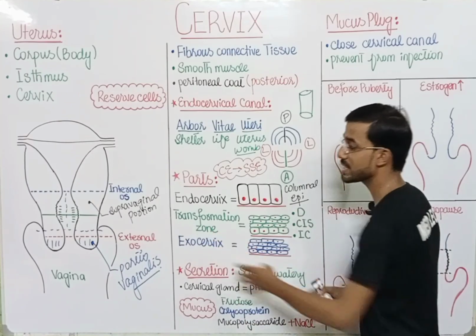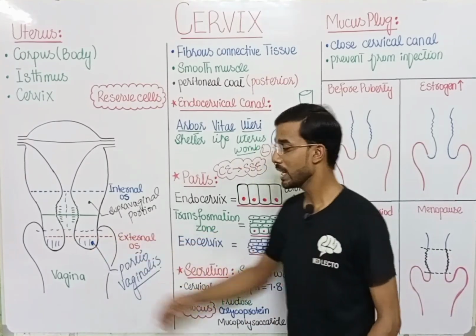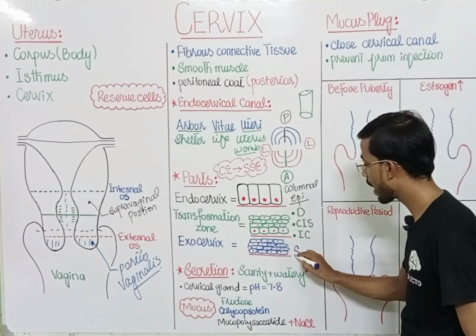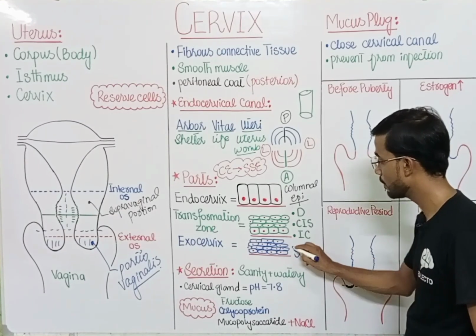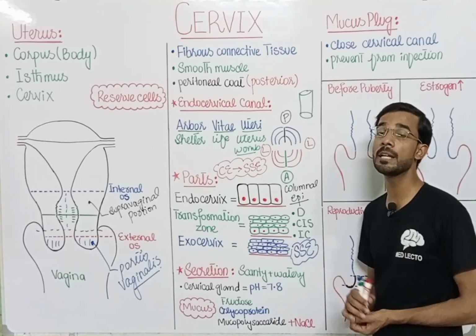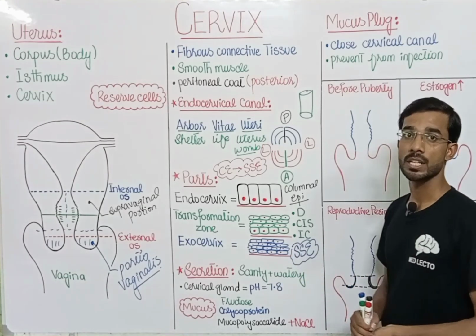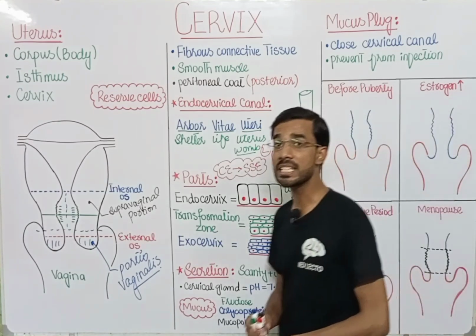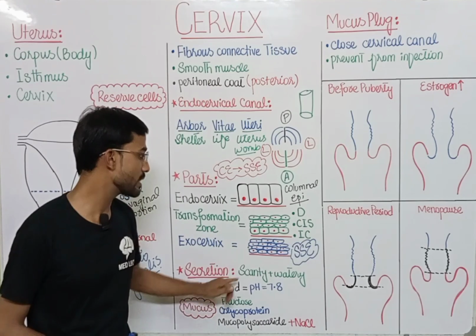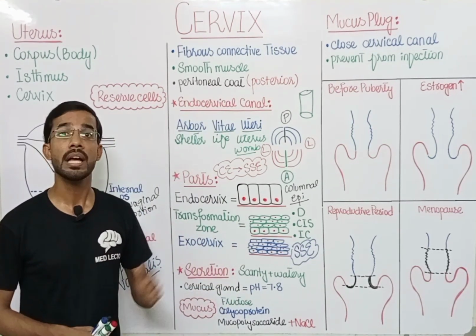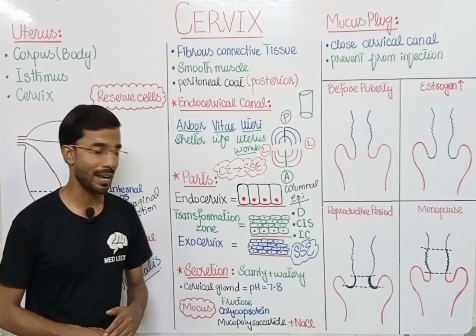Next is the exocervix, which is present outside. In the exocervix, you again see the stratified squamous epithelium. These are the different parts of the cervix. If you look at the secretion, you will mostly see scanty and watery secretion, but not always watery. It can become viscous as well.